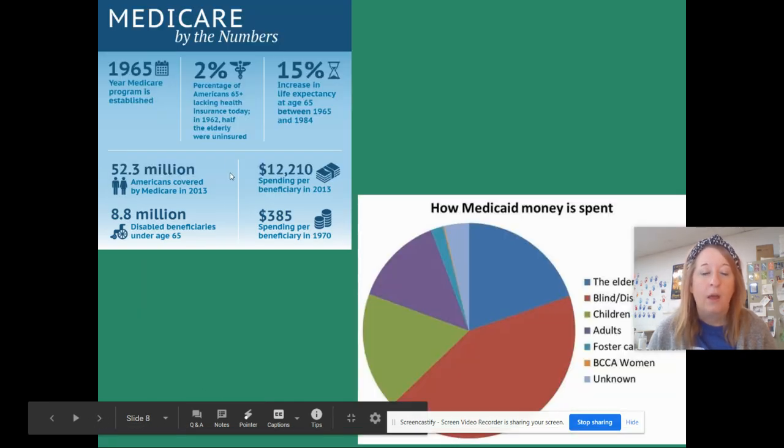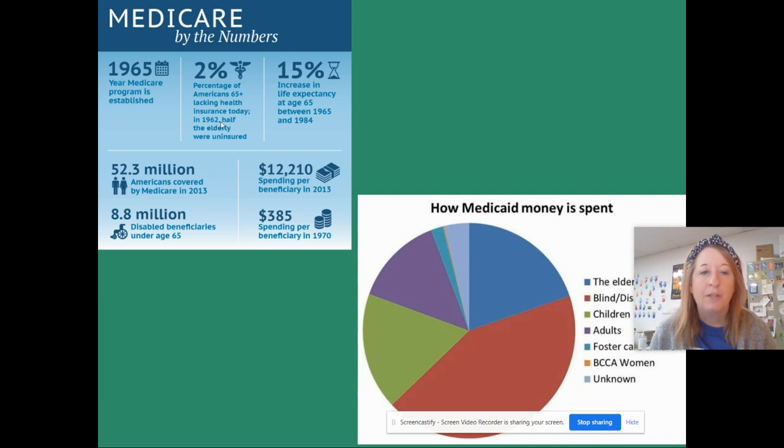All right. And again, guys, just to jump off of that, if you take a look at this, in 1962, half of elderly Americans were uninsured. Today, it's only 2%. And there was actually a 15% increase in the life expectancy over the next 20 years after Medicare, again, health insurance for the elderly, was passed.